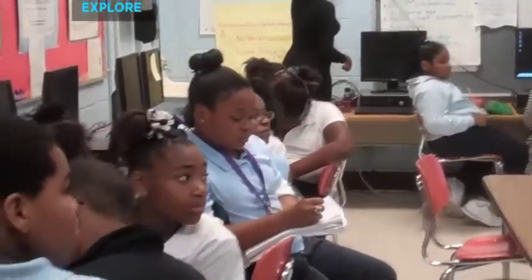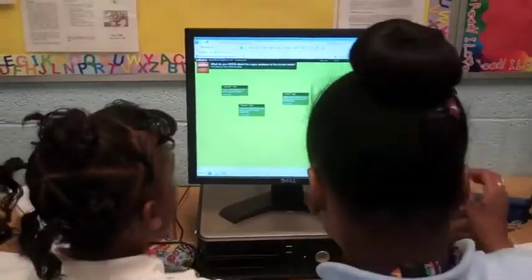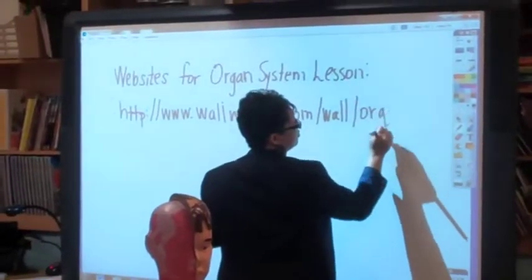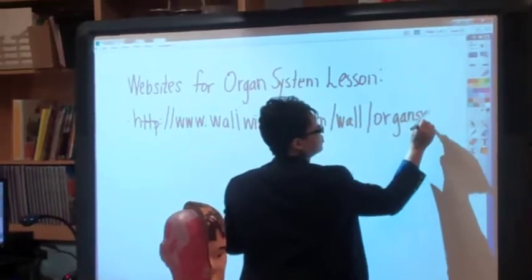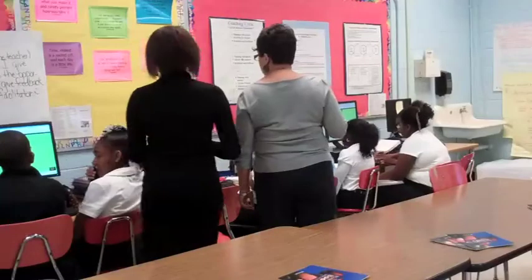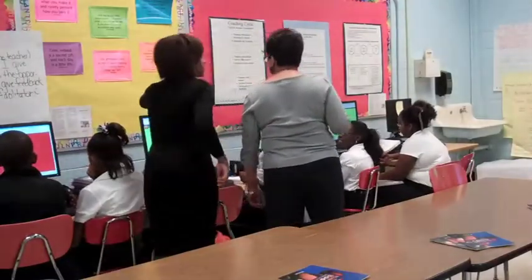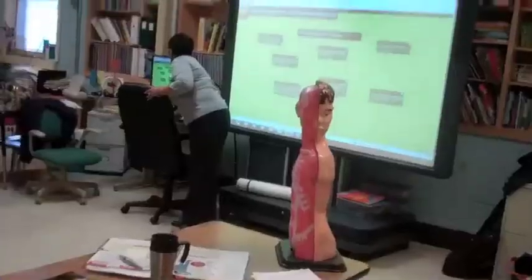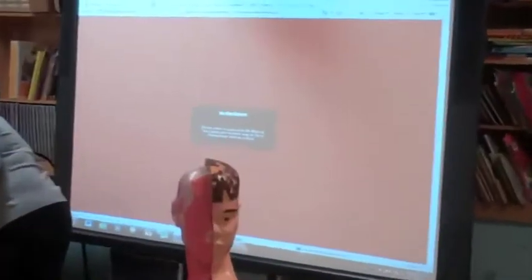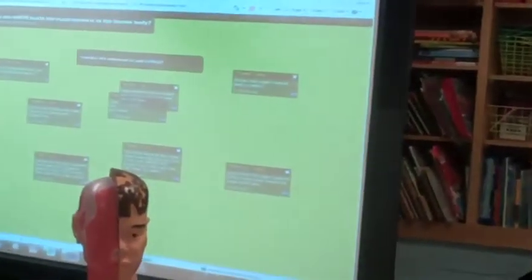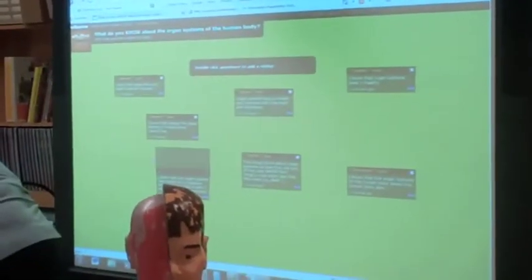For Explore, we started out with a KWL chart, and the students completed the K and the W portion of the KWL chart on Wallwisher. I created two posts. On one post the students buddied up, talked about what they knew, and posted their thoughts. The second Wallwisher was what they want to know, what things they wondered about, questions that they had, and they posted those ideas on the second Wallwisher.